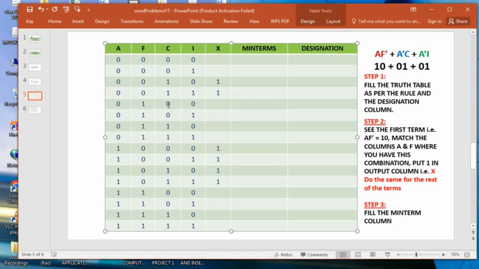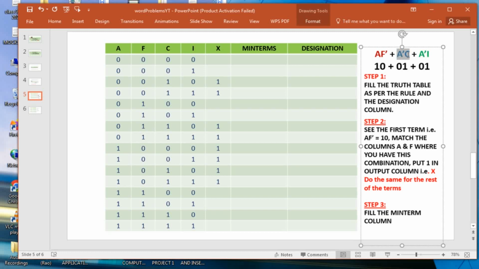Then 0, 1 you don't have here. 0 and 1 you have here, right? So I'll put here 0 and 1 you have here also. No, these are all ones. So I have got this many 1s after the completion of the second term.